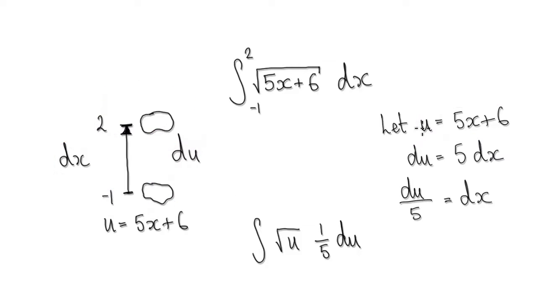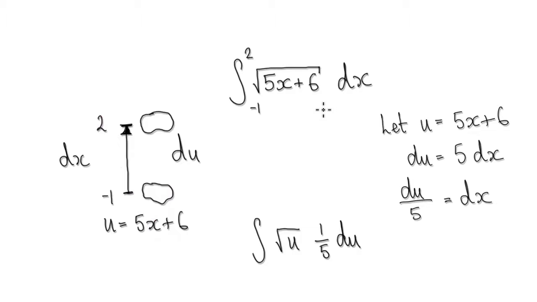In the x world, you're starting from -1. So put this -1 into here, and that gives you -5 plus 6. So in the u world, you're integrating from 1. Now put 2 into the x here, and that gives you 10 plus 6. So in the u world, you're actually integrating from 1 to 16.